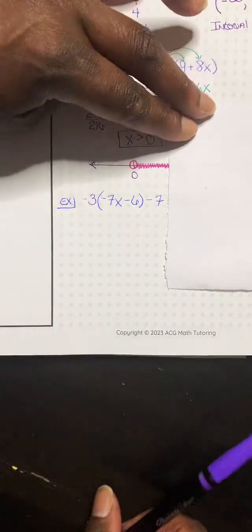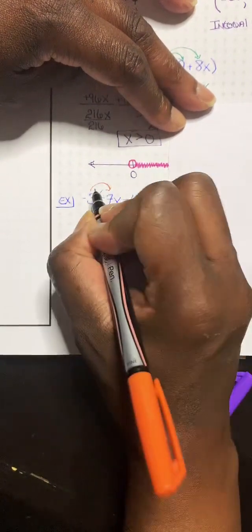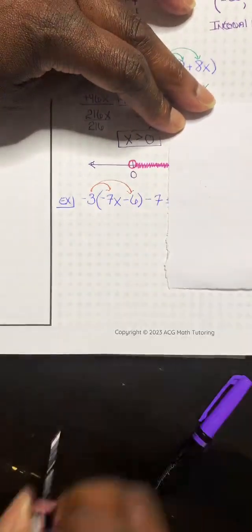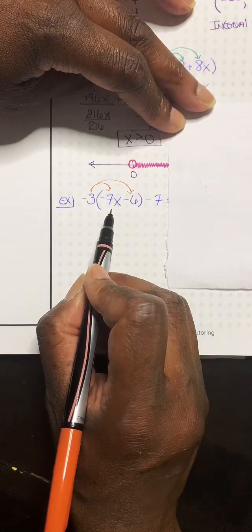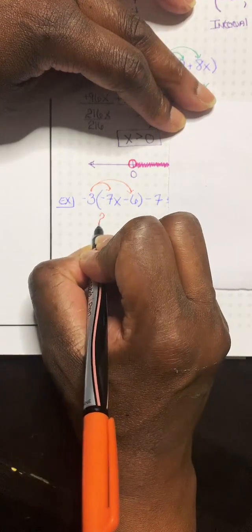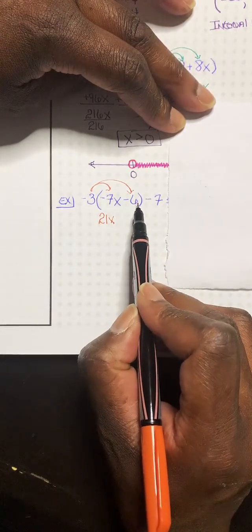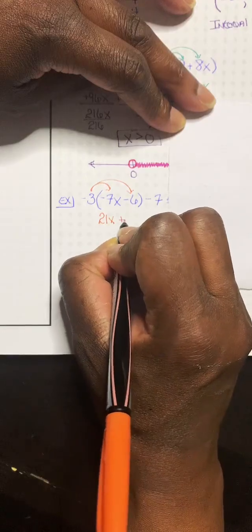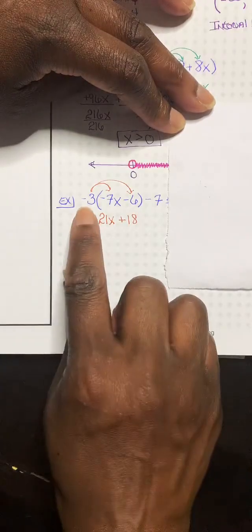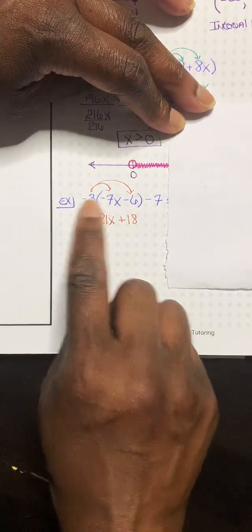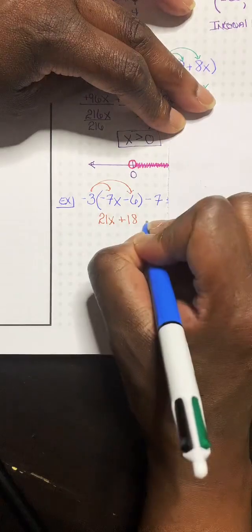So the first thing that I'm seeing is we need to distribute. Let's distribute this -3 inside that parenthesis. So -3 times -7 will give me my positive 21x. And then -3 times -6 would also give me a positive, but this time 18. Because a negative times a negative gives me a positive. So now all we have to do is just bring down my -7.